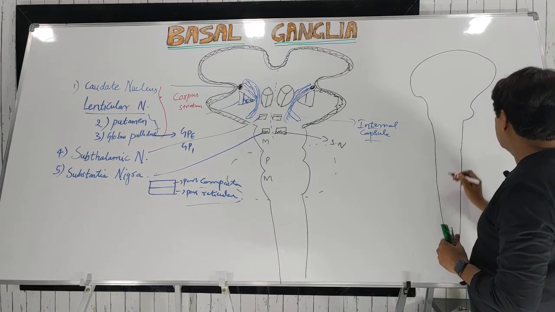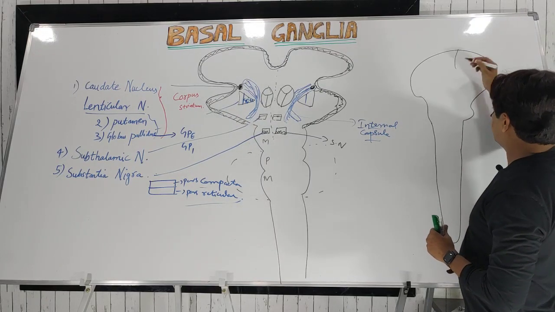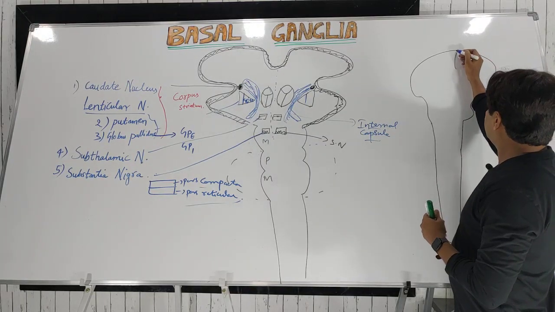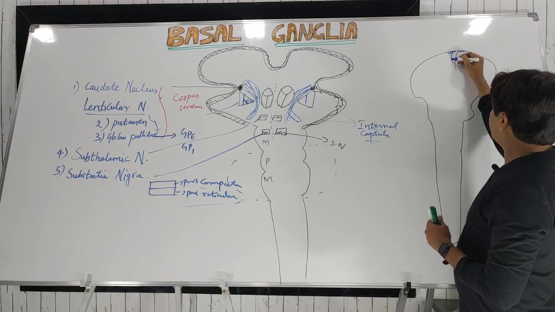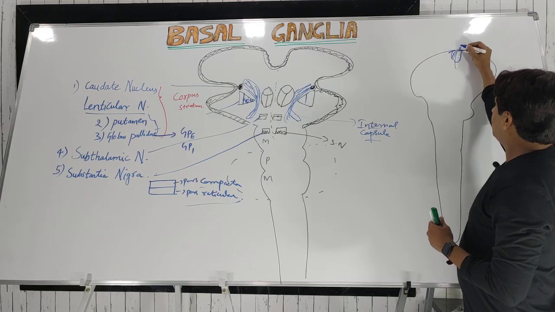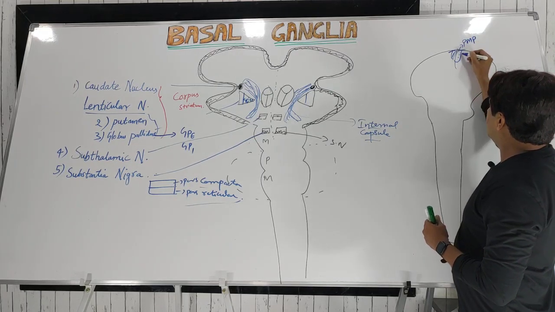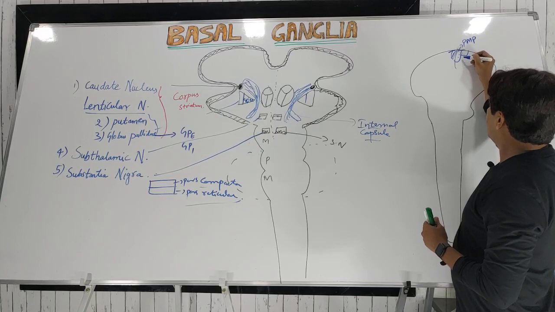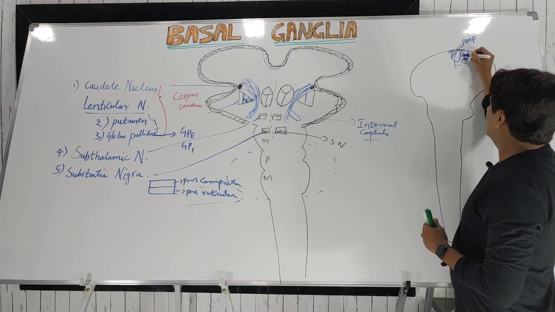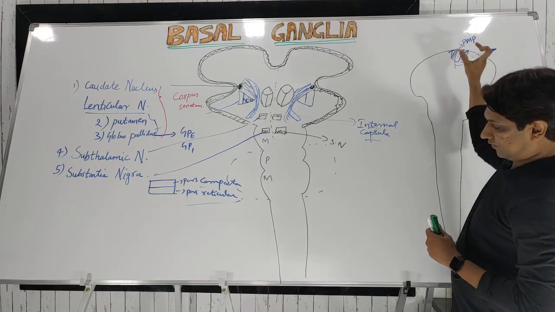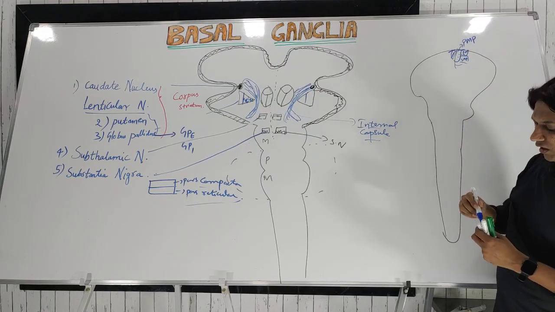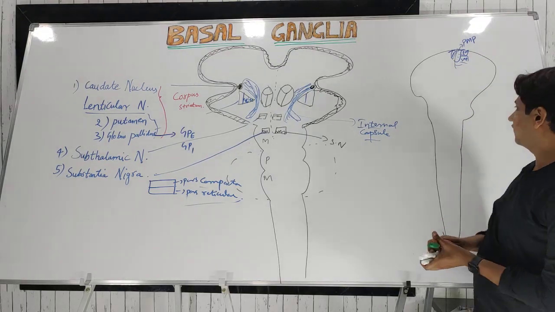Okay, lateral section. Now this is the central sulcus. So here in the cerebral cortex, we have the somatosensory area, then we have the primary motor area, then we have the premotor area and supplementary motor area. So this motor cortex will send the signal to the muscles.